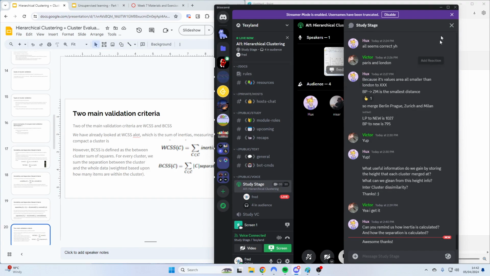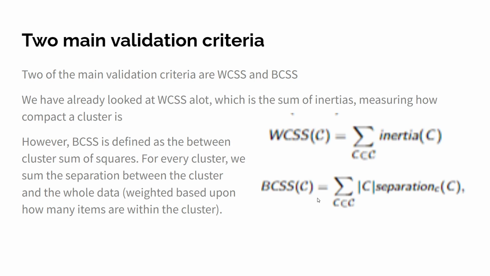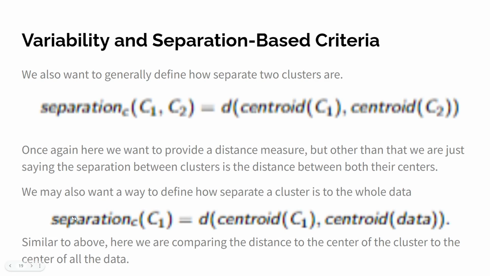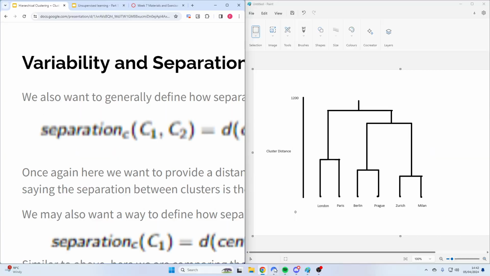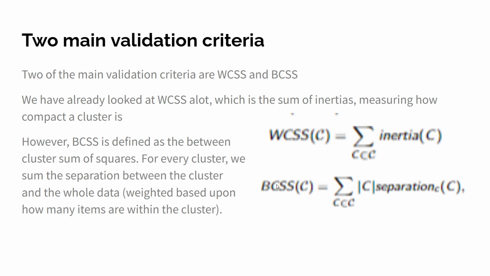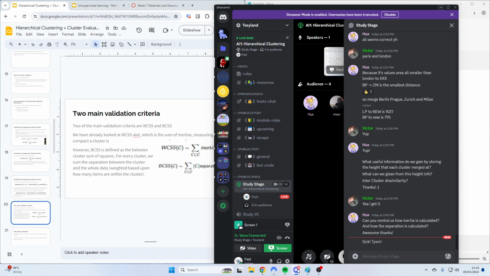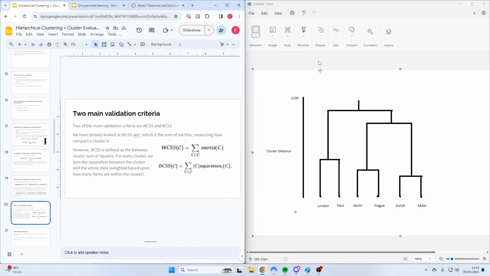Oh, sorry, and you asked about the separation as well. Separation between two clusters is just going to be under some distance measure, so it might be Euclidean distance, just the distance between the two centroids. And here, because we're only providing one cluster, we're looking at the distance between the center of this cluster and the center of all of the data, including that cluster. Okay, nice. We were here, I think. So BCSS is all of the separations of a cluster to the whole data, weighted based on the size of the clusters. Okay, is everyone good with BCSS and WCSS? Just let me know if not, I'll continue for now.